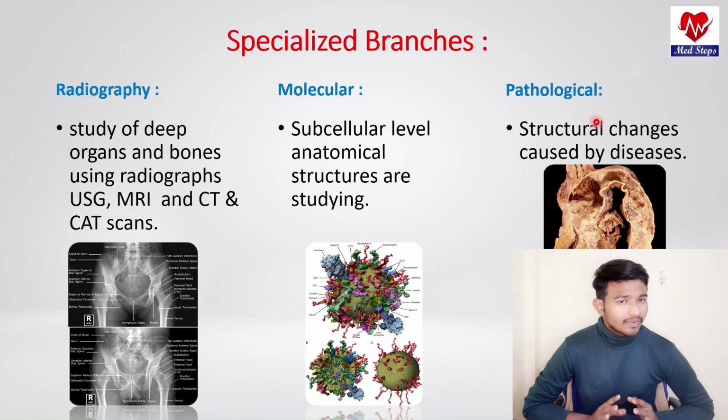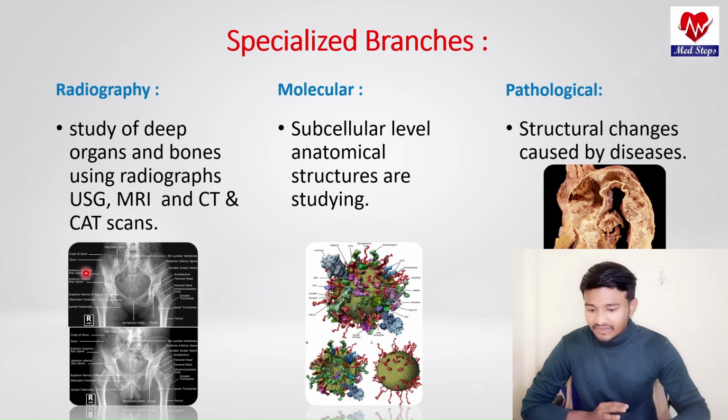Computerized axial tomography helps for tissue imaging, like deep into the tissue. This divides tissue into slices. If you see this image, this is the pelvic region X-ray.